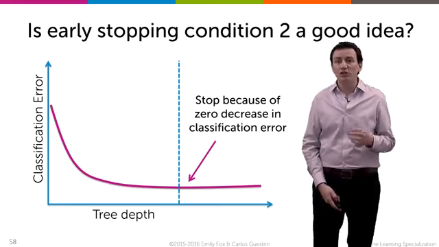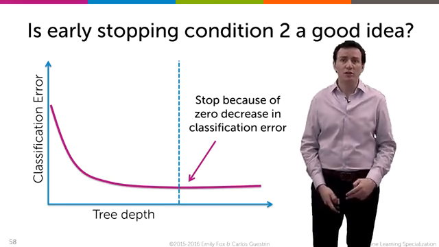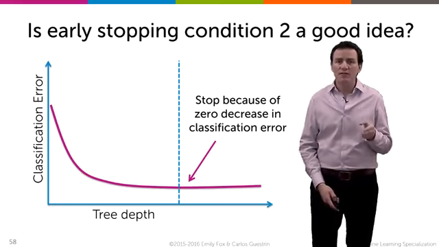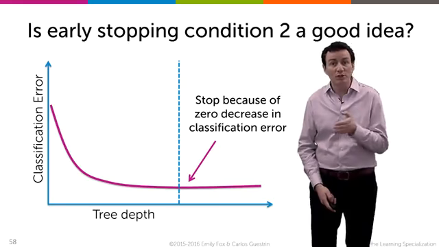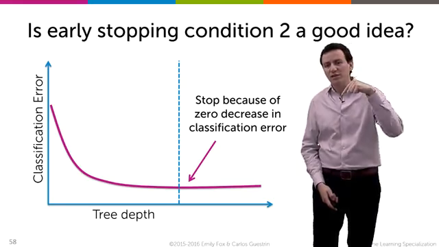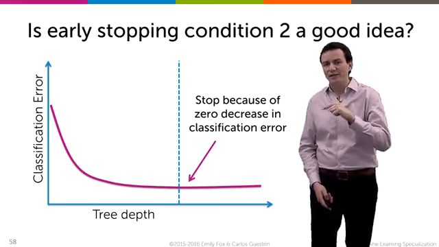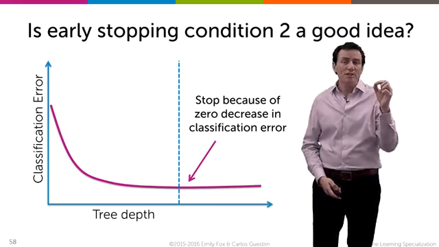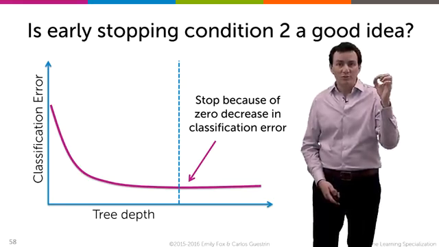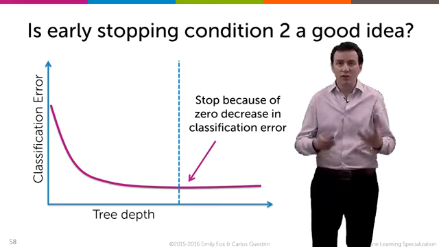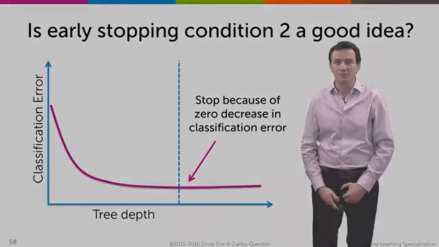Now, early stopping condition 2 is the most dangerous one. Early stopping condition 2 says stop if the training error stops decreasing. So if the classification error for the training data stops going down, so it flattens out. However, it turns out that in practice, the curve might not be as beautiful as what I drew. It might not be smoothly going down. It might jump and it might do some weird stuff. So let's see why that can come about.